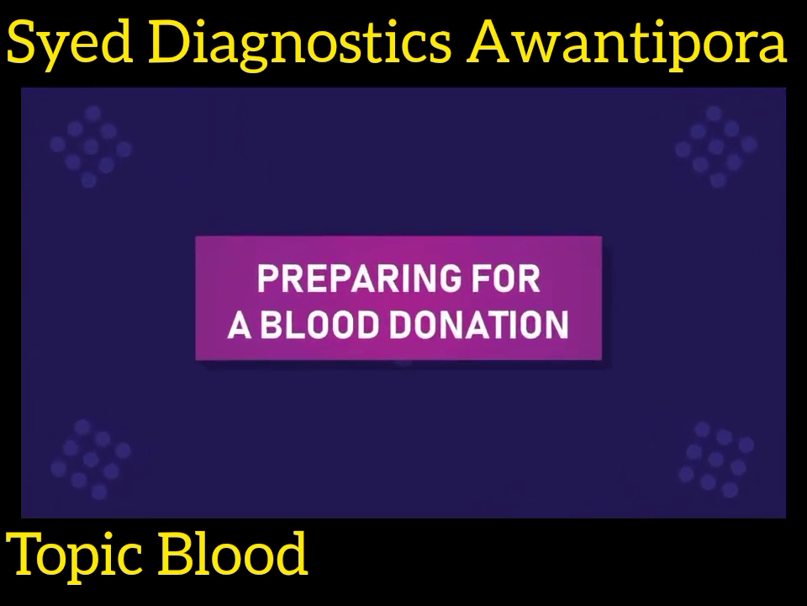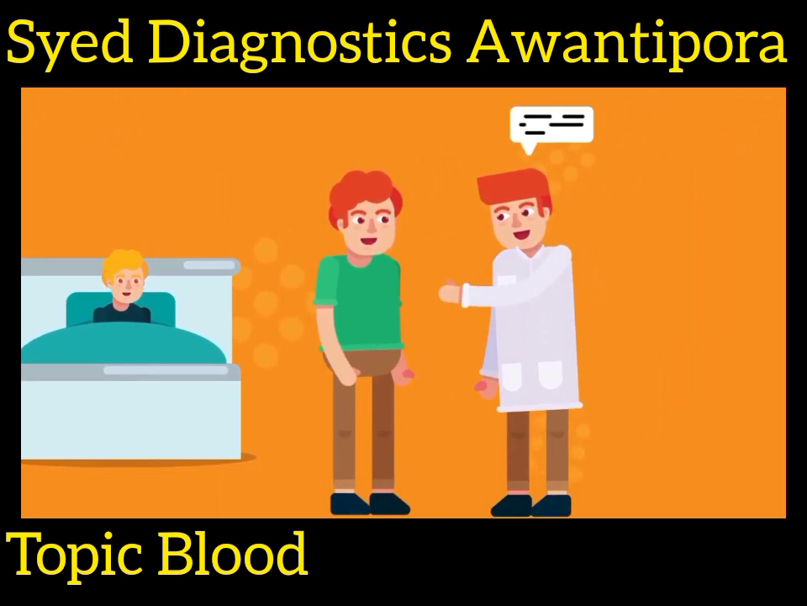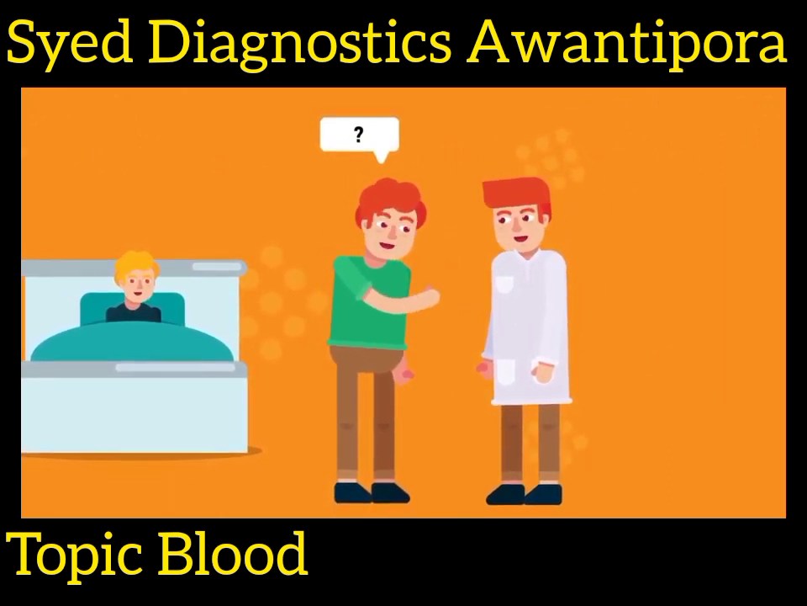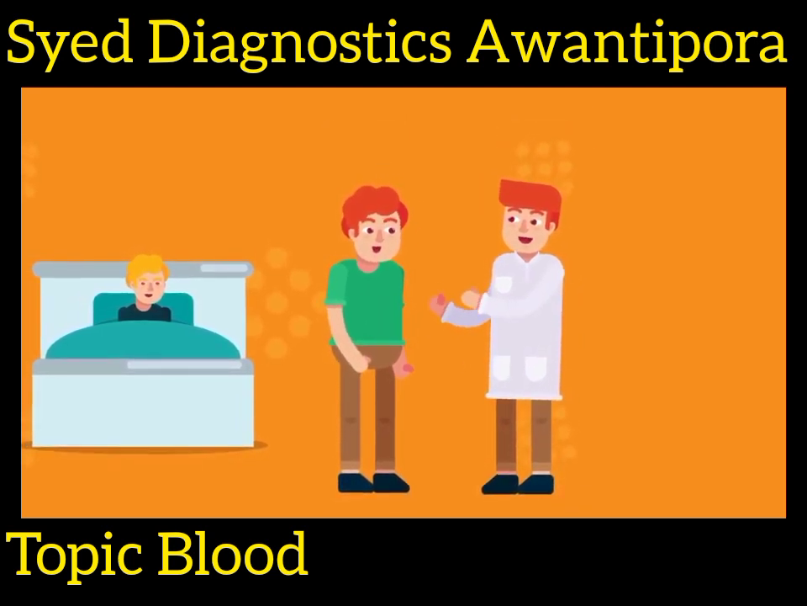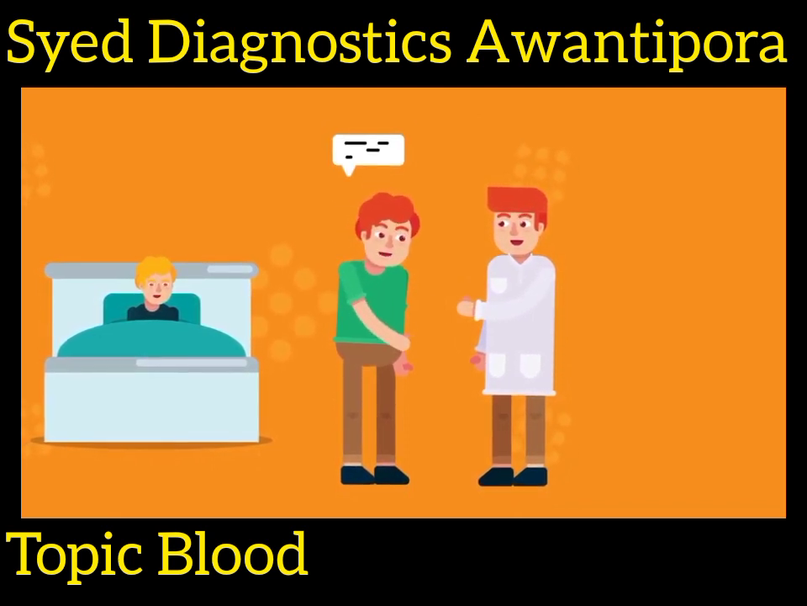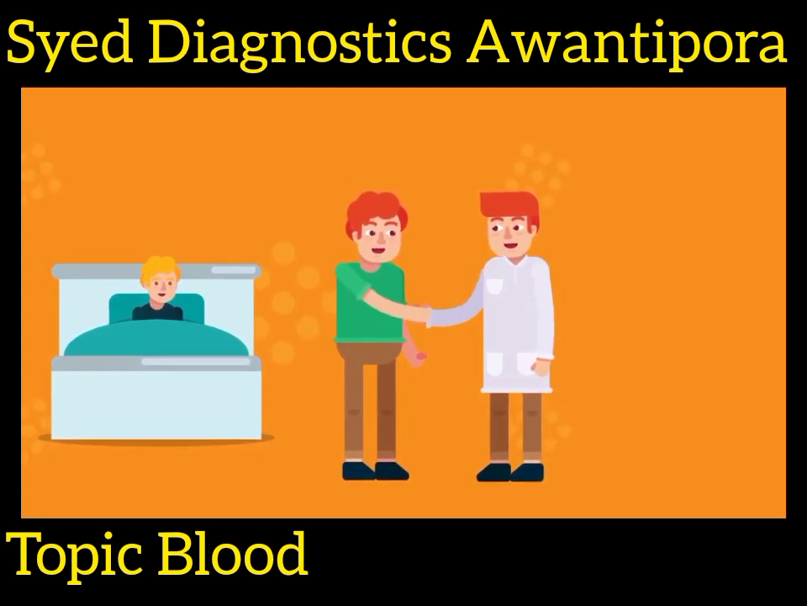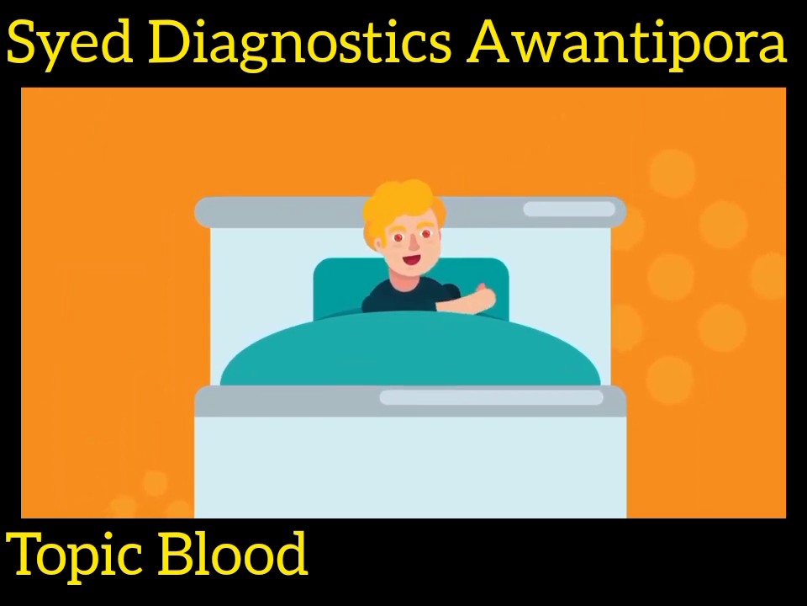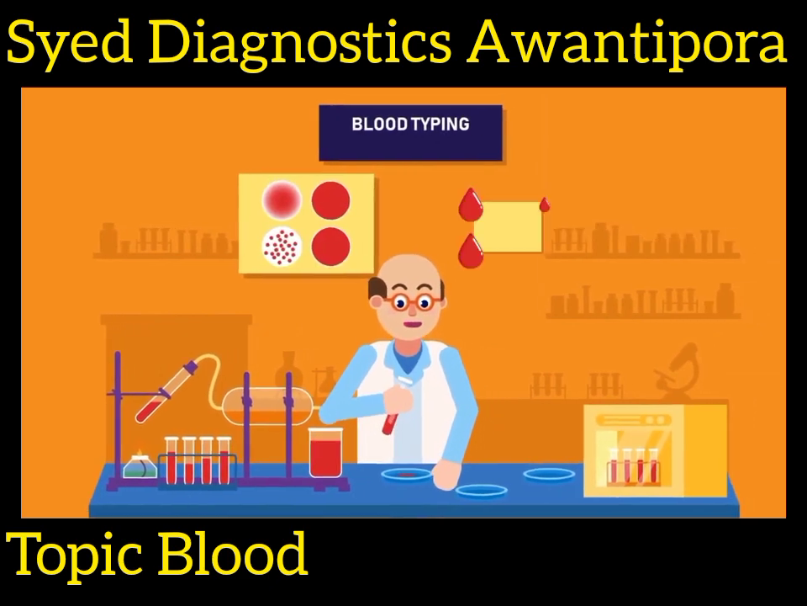Preparing for a blood donation. If your child needs a blood transfusion, the doctor will speak to you about the procedure. If you have questions, be sure to ask. When you feel comfortable with the information and your questions have been fully answered, you'll be asked to sign an informed consent form. This form states that you understand the procedure and its risks, and you give permission for your child to have the blood transfusion. If the situation is not a life-threatening emergency, 2 tests will be done before the transfusion: blood typing and cross-matching.